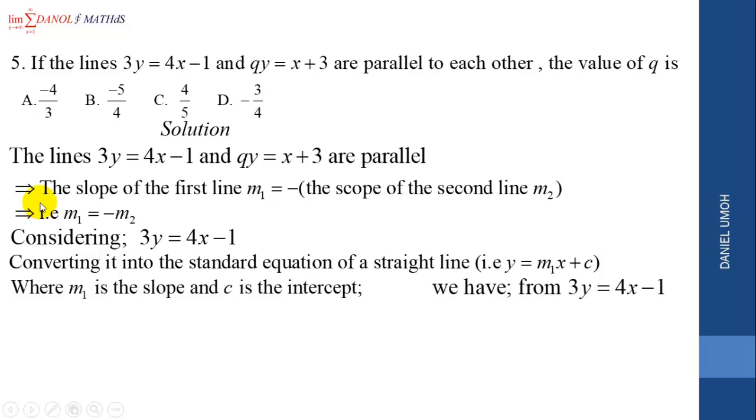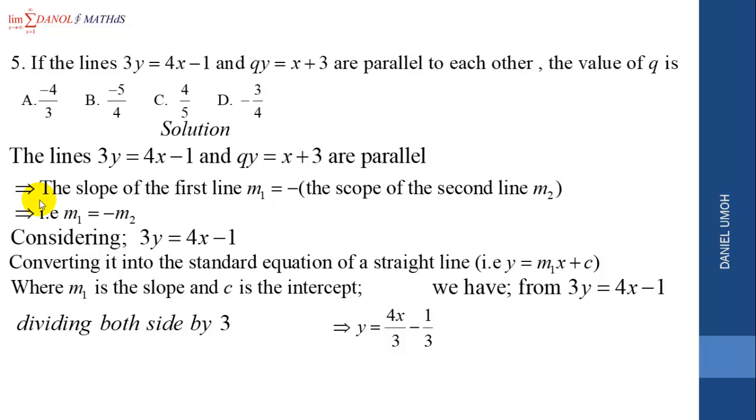So let's bring down the equation: 3y equals 4x minus 1. Dividing both sides by 3, we're going to have y equals 4x over 3 minus 1 over 3. That is change of subject of formula. So if you are not very competent in your change of subject of formula, we recommend that you go and do a deep study on it again.